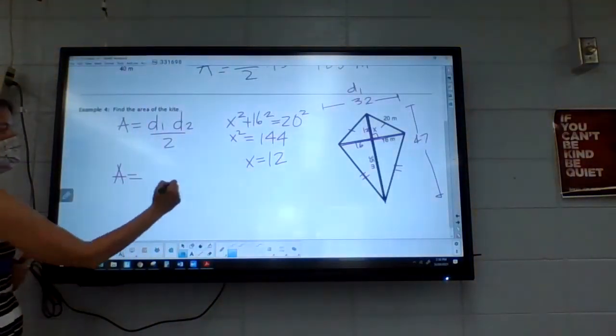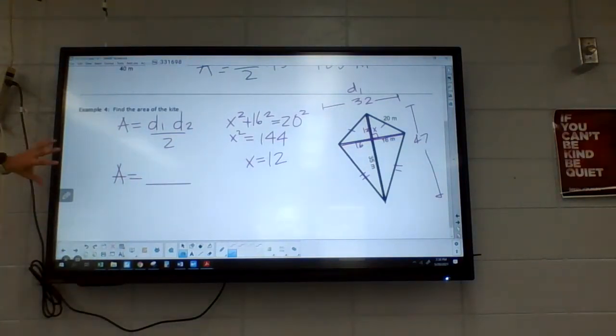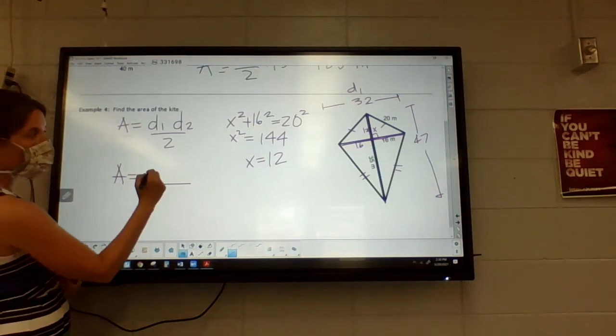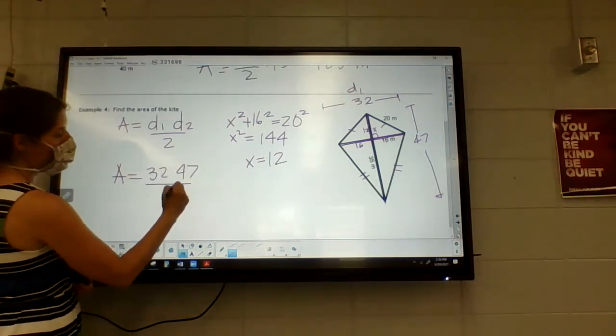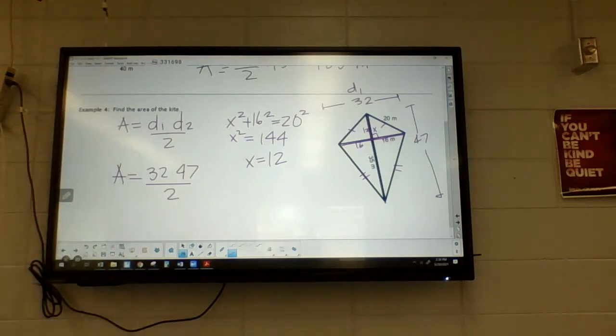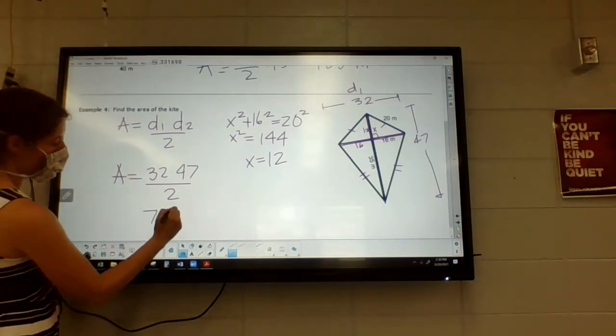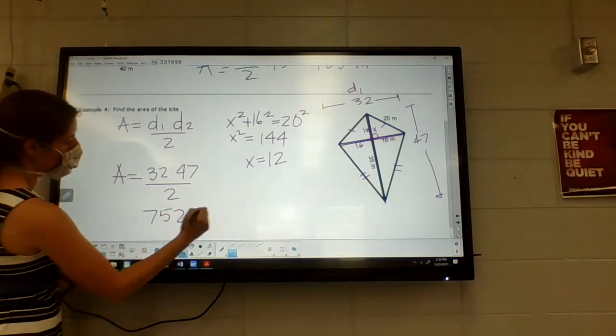So careful though, because the kite's different than the trapezoid. Here we're multiplying, there we were adding. So we're multiplying these two together. So 32 times 47, and then we have to divide it by 2. So rather than adding, we're multiplying. And I get 752, I believe. And this again will be meters squared.